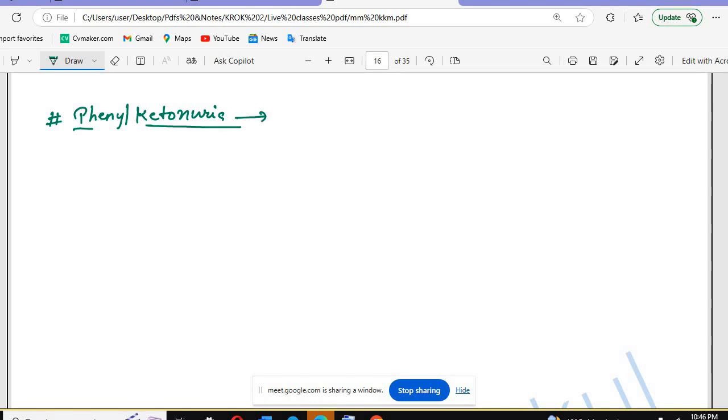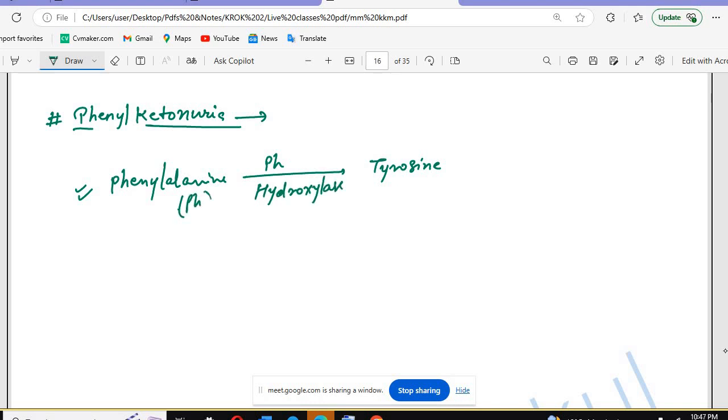Now we have phenylketonuria. Usually, phenylalanine, an essential amino acid, will be broken down into tyrosine in the presence of the enzyme phenylalanine hydroxylase. Then this tyrosine will be converted into melanin.